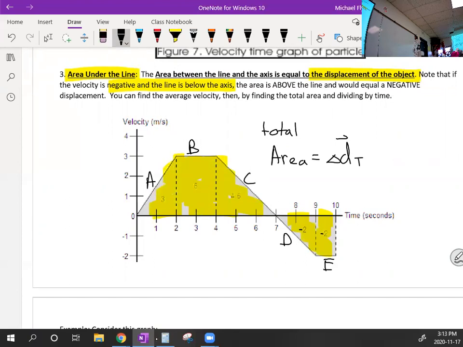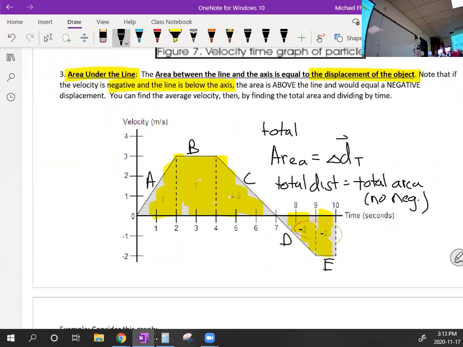That makes sense. The total distance would also be the total area, but we wouldn't count these values down here as negative. We would count them as positive numbers. That's to get the total distance, okay? So I'm just going to say the total distance is also equal to the total area, but no negatives.